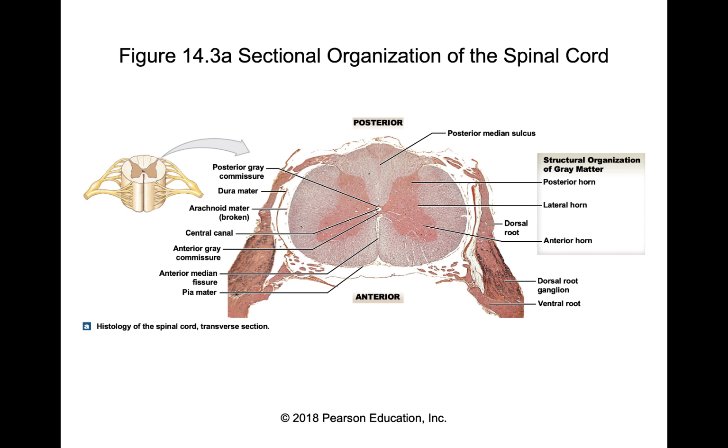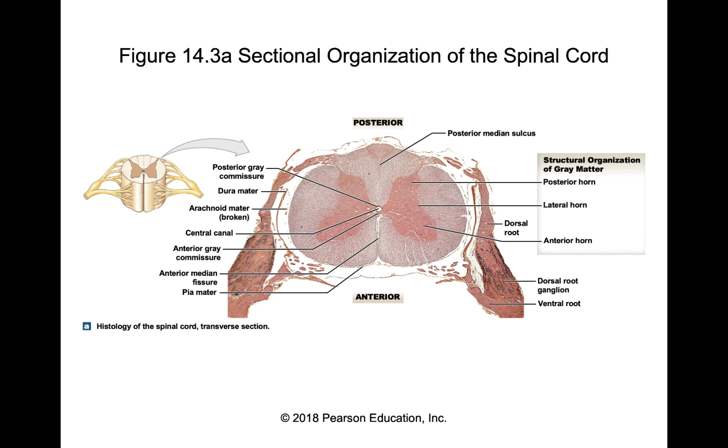Okay, so let's look at the histology and do the overview of the spinal cord. So when we look at it first, we can notice right away the gray matter looks like an H, and then the white matter here. Gray matter is going to have the cell bodies, and then the white matter is going to have myelinated axons, the nerves.